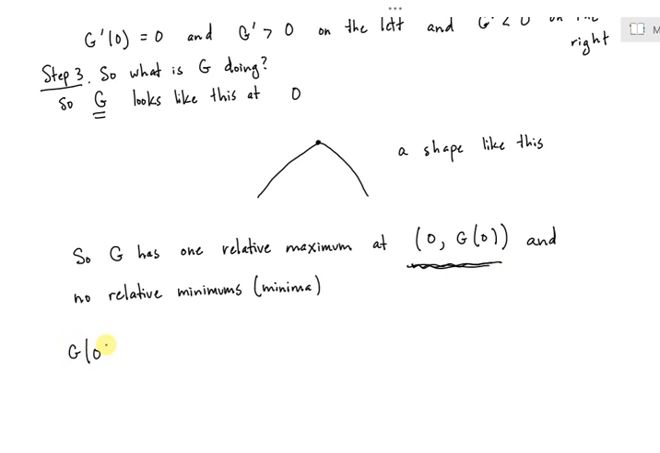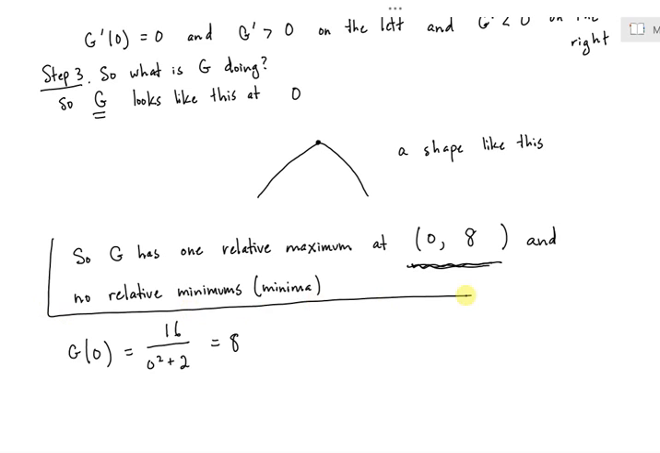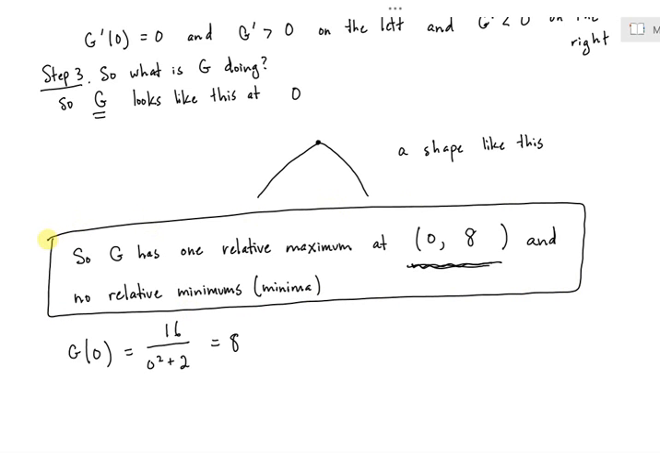So g of 0, I have to plug 0 into my original function. That is 16 over 0 squared plus 2. So that's just 8. So now I'm going to come up here and I'm going to erase my g of 0. I'm going to put 8. So this is usually the answer to the question about maximums and minimums. I have one relative maximum at 0, 8, and no relative minimums.